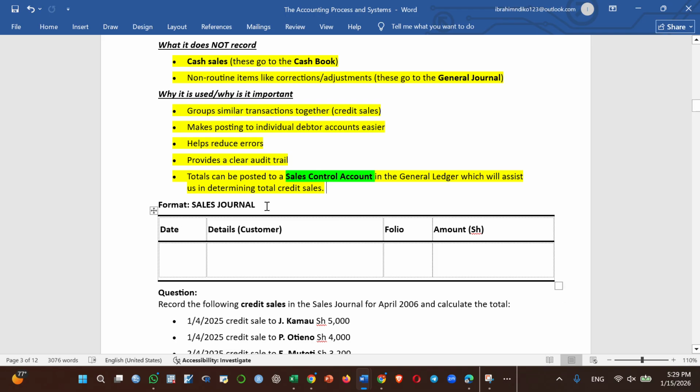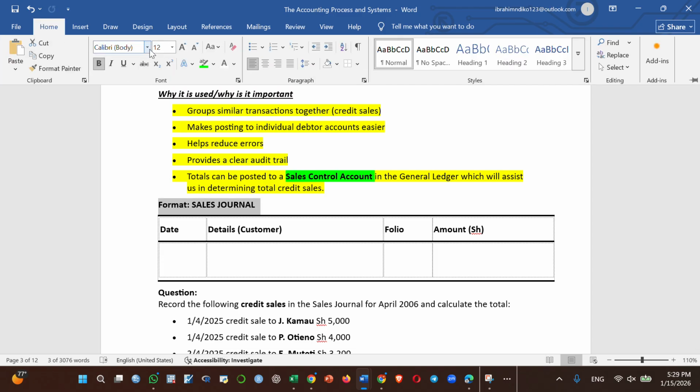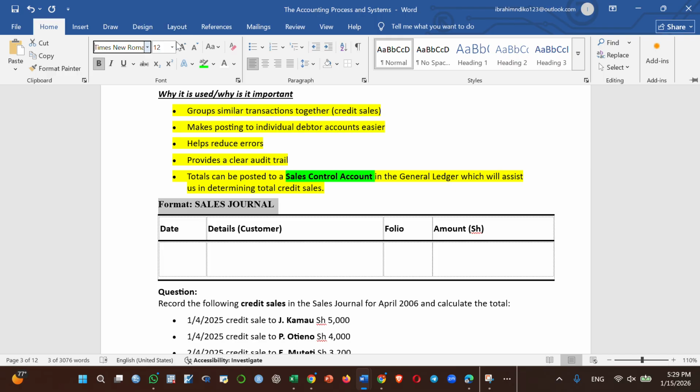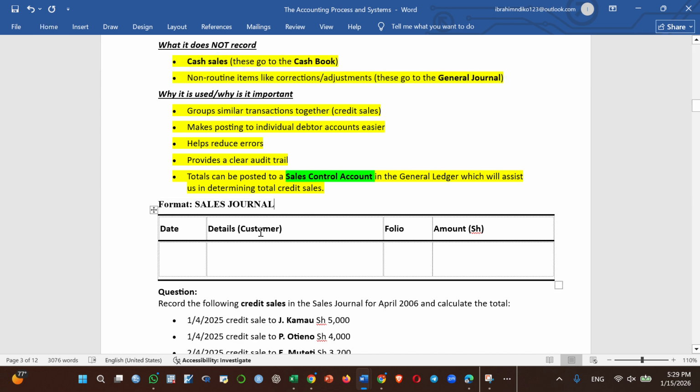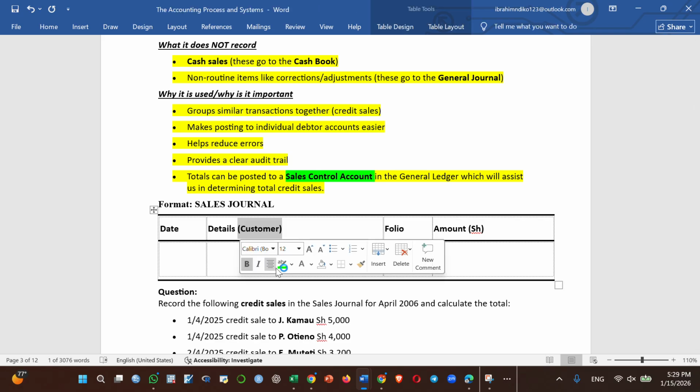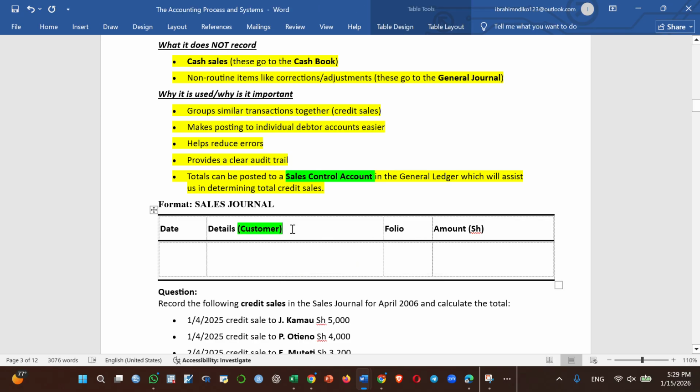The format is the same as compared to the one for the purchase journal. You start with the date, then the details. The details here are the details for the customer. Remember, for purchases, the details are for the supplier. The folio number is this. You put the folio number that the system generates.